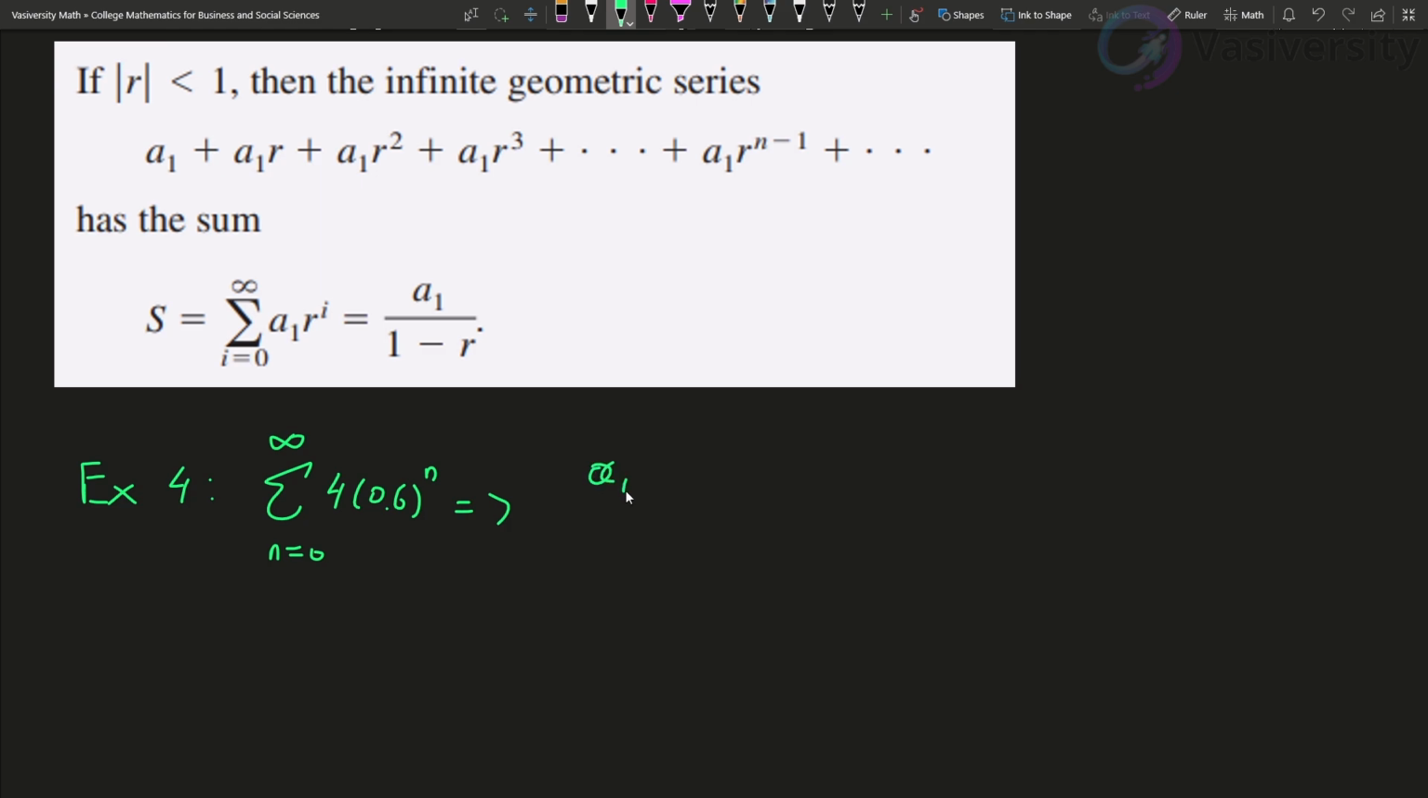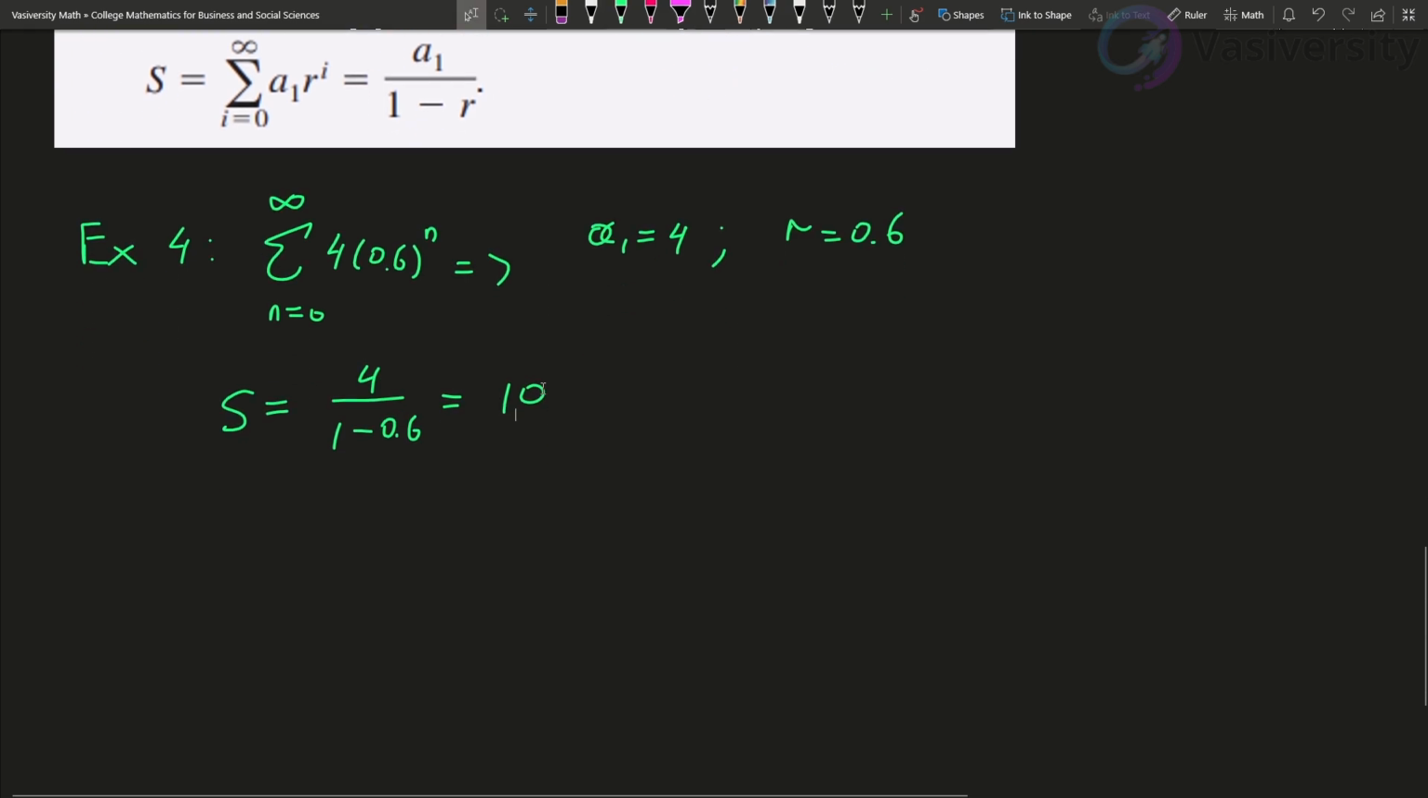We have that a sub 1 is equal to 4, r is equal to 0.6. Okay, so that means that our sum here is going to be 4 over 1 minus 0.6, which is equal to 10. So all of those numbers for an infinitely long time will add up to 10. Okay, and then last time we took a look at one of the examples.